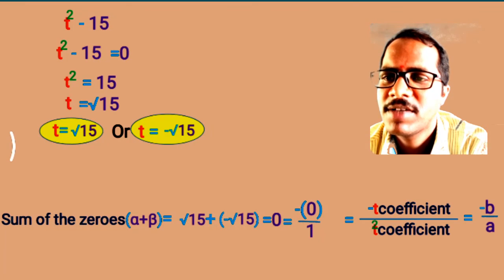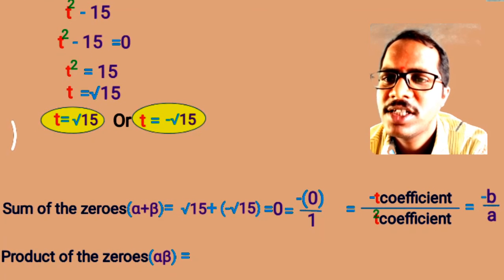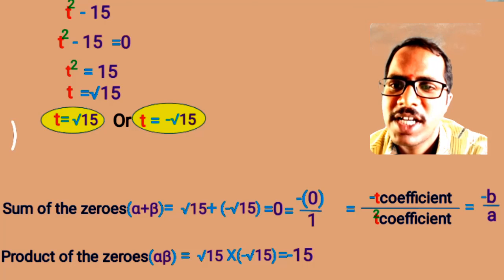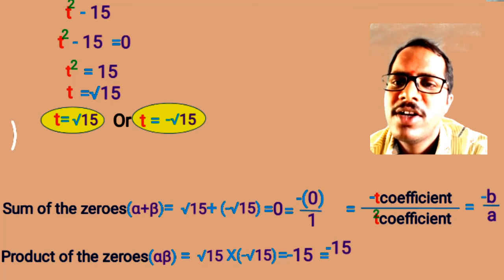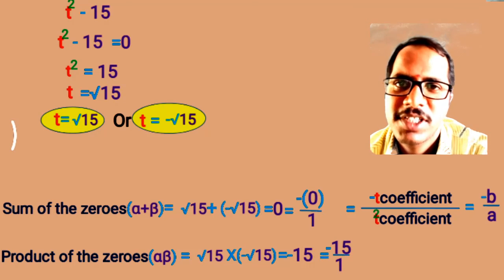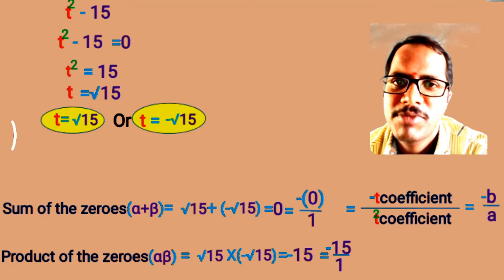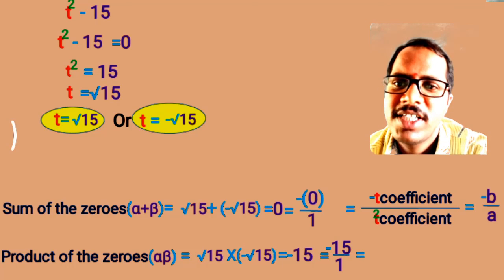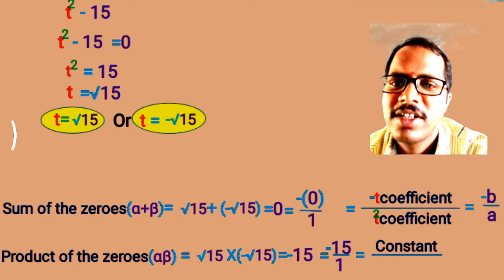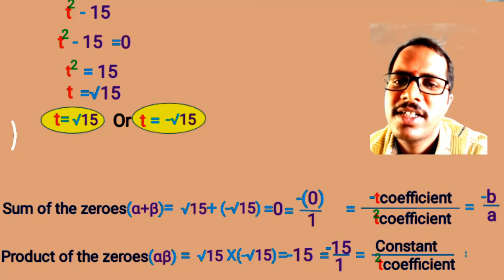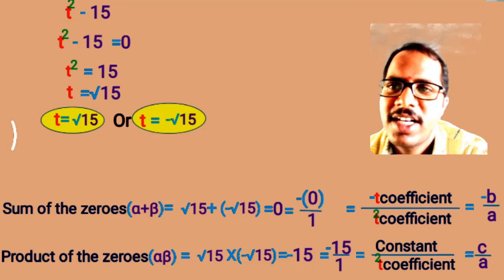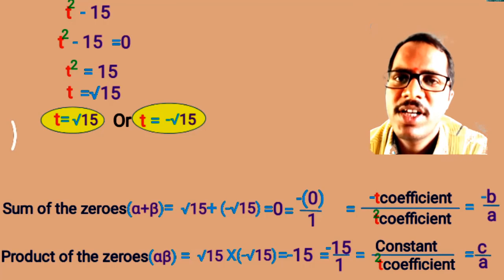Now let's verify the product of the zeros, that is alpha into beta. So we can do root 15 into minus root 15. By doing the multiplication we get minus 15, and this minus 15 can be written as minus 15 by 1, so that we can relate this with the coefficients of the given quadratic polynomial. So here minus 15 is the constant, and 1 is the coefficient of t square. Which means we get the product of the zeros as c by a. Hence we verified the relationship between the zeros and the coefficients of the given quadratic polynomial.